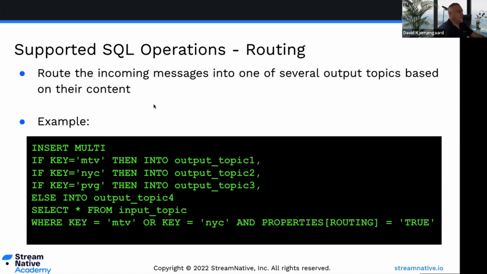Again, you can do a fan out, right? So you can route incoming messages into one of multiple output topics based on their content. So this is, again, if I have a particular key mapping to different values, I can route them to different output topics as well, and then have a catch-all from there, right? So you can do all these different ways. You can do a fan out, you can do a fan in sort of thing, but the insert multi is the syntax required for that. That's the key takeaway here, the insert multi, and then a sequence of if then else statements as well. And then obviously the source where you're getting the information from as well. So again, a fan out operation is supported.